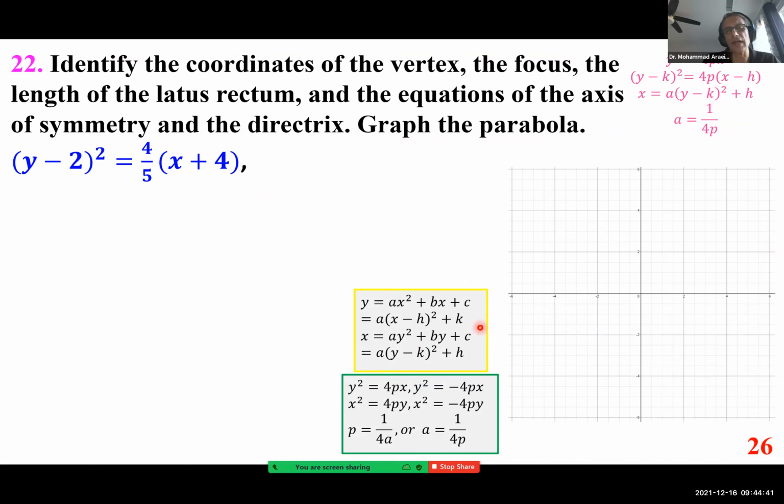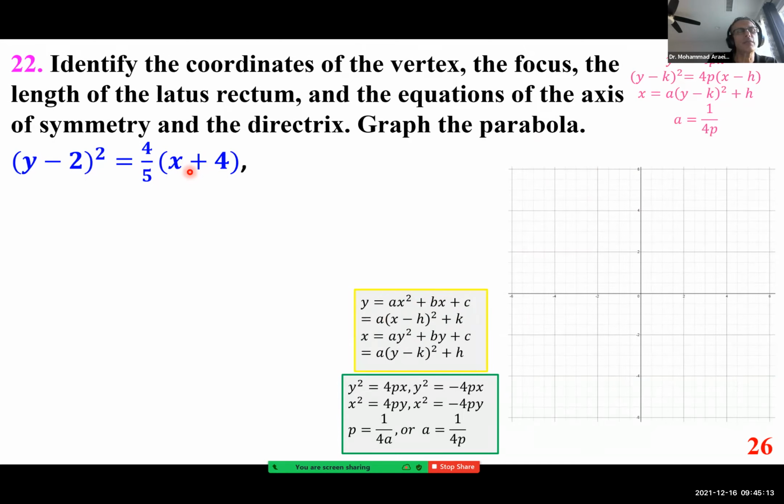That's absolutely fine. And speaking of the first format, if x has degree 2, it opens up or down. If y has degree 2, it opens sideways, right or left. So just by looking at this, y has exponent 2, so it opens sideways. And a is positive in essence. You can solve for that if you want.